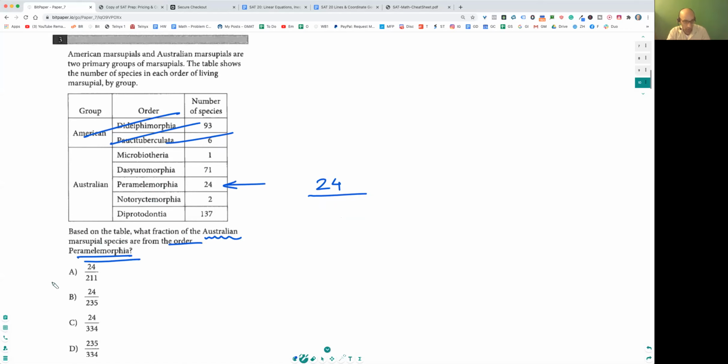One plus 71 plus 24 plus 2 plus 137. So that's 235. So that's this answer. Okay, Ben, well done. So guys, this is an important piece here.